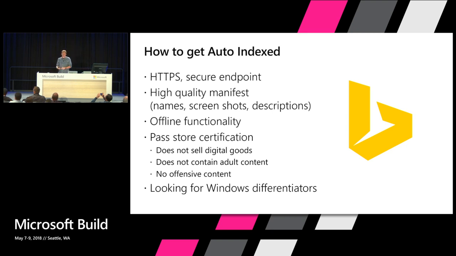There's certain things that we don't allow in the store. We don't allow adult content. We don't allow offensive content. If you sell digital goods, today you still have to use the Microsoft Store SDK to sell that. So if you have digital goods, you will not be auto-indexed. And then last but not least, we're looking for some Windows differentiators. We're looking for ones that give the user a reason to use the progressive web app rather than just navigating in the browser.